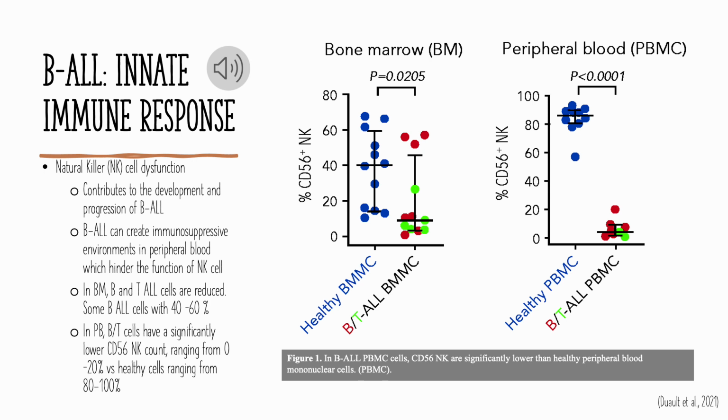However, on the right, you see the peripheral blood mononuclear cells. Most of the healthy cells range from 80 to 100%, while the B-ALL and T-ALL peripheral blood mononuclear cells range from 0 to 20%. So this just shows the significantly lower natural killer cell count in B-ALL and T-ALL in comparison to the healthy cells.